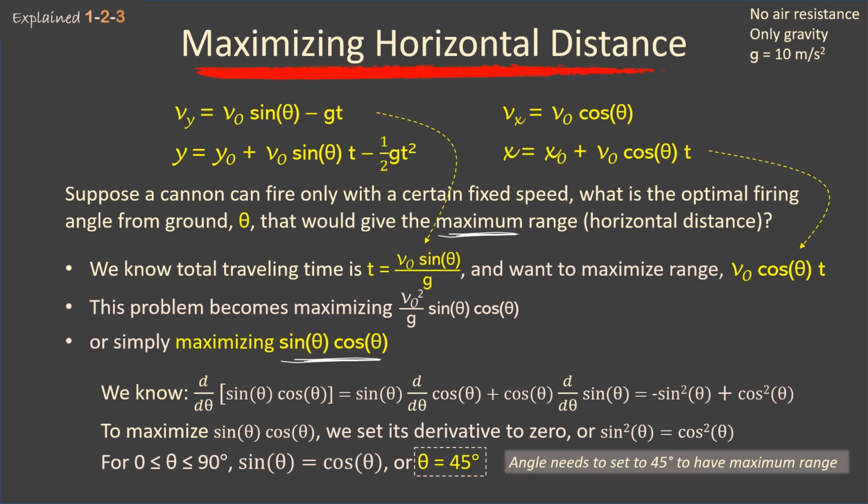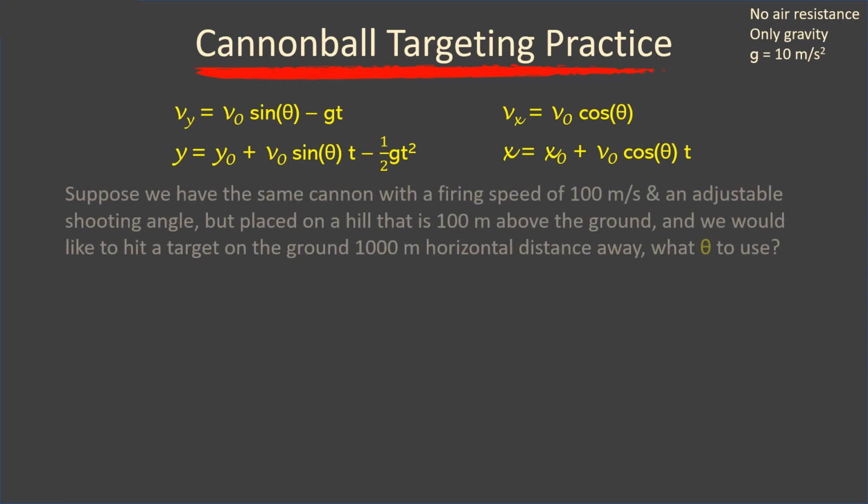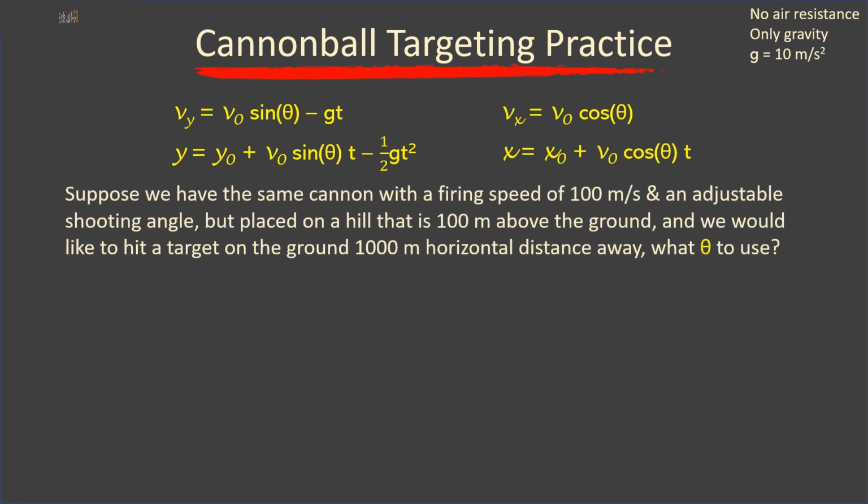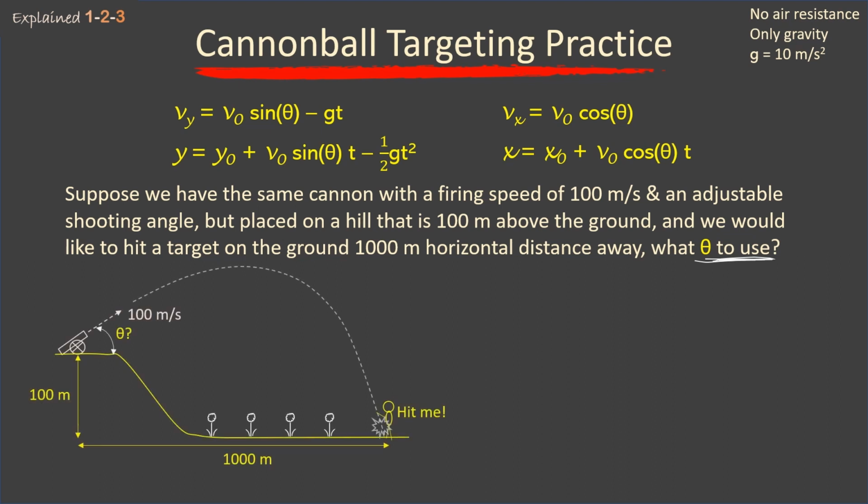Very nice. Let's next do an interesting problem of targeting practice. Suppose I place the cannon on a hill that is 100 meters above the ground where my target is. This cannon has the same muzzle speed of 100 meters per second, the only knob I have is the angle theta. And I want to know what theta to use to hit my target 1000 horizontal meters away on the ground. Here's a graphic representation of the problem.